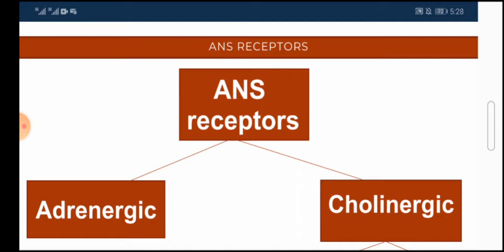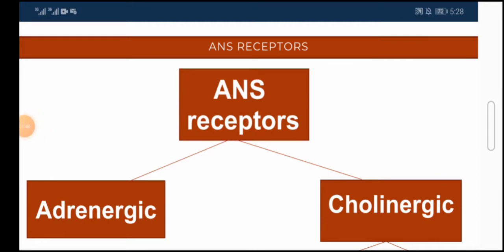The combination of neurotransmitter and receptor functions as a signal to cells, causing them to respond. Depending on the type of the cell, the response is excitatory or inhibitory. However, before going any further through the subtypes of the receptors, there are two important terms we need to know. The first one is agonist, and this refers to a substance that binds to specific receptors and activates them, while the other term is antagonist. Unlike the agonist, when antagonists bind to receptors, they prevent them from being activated.